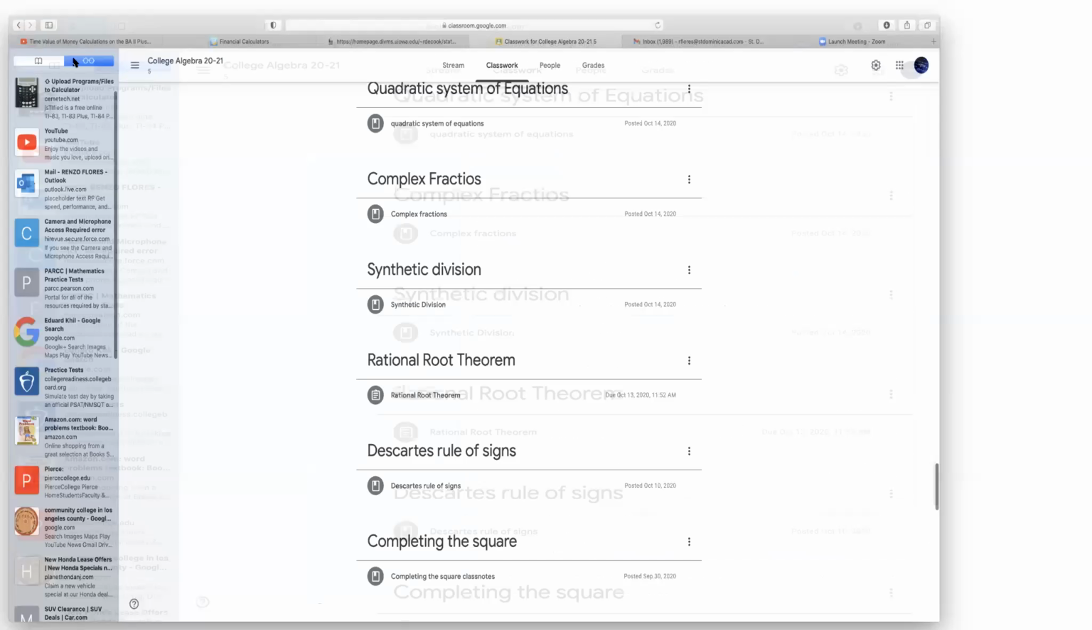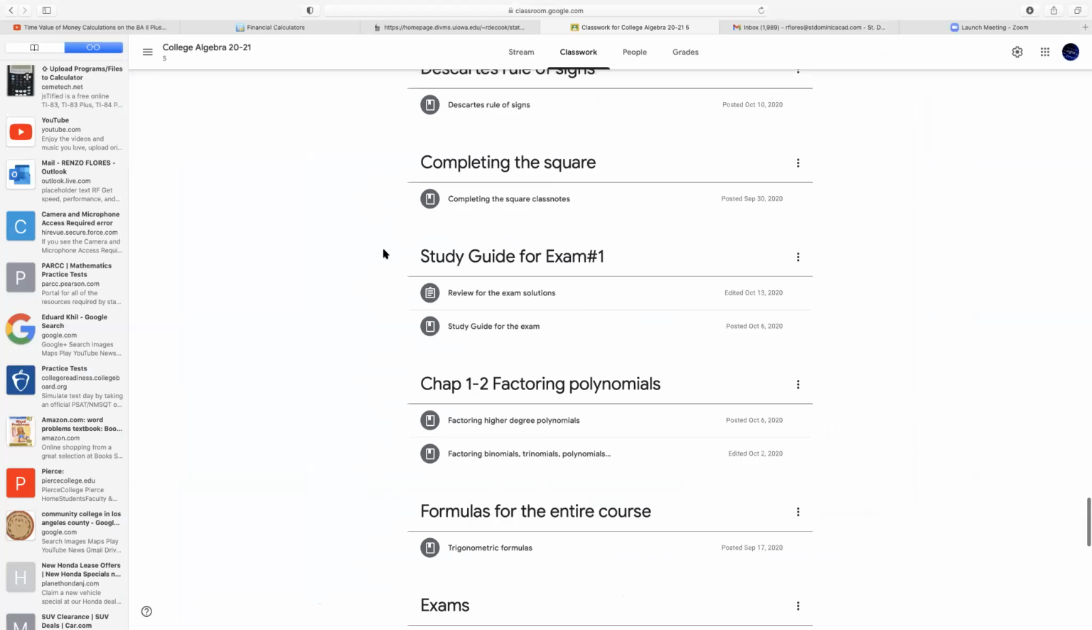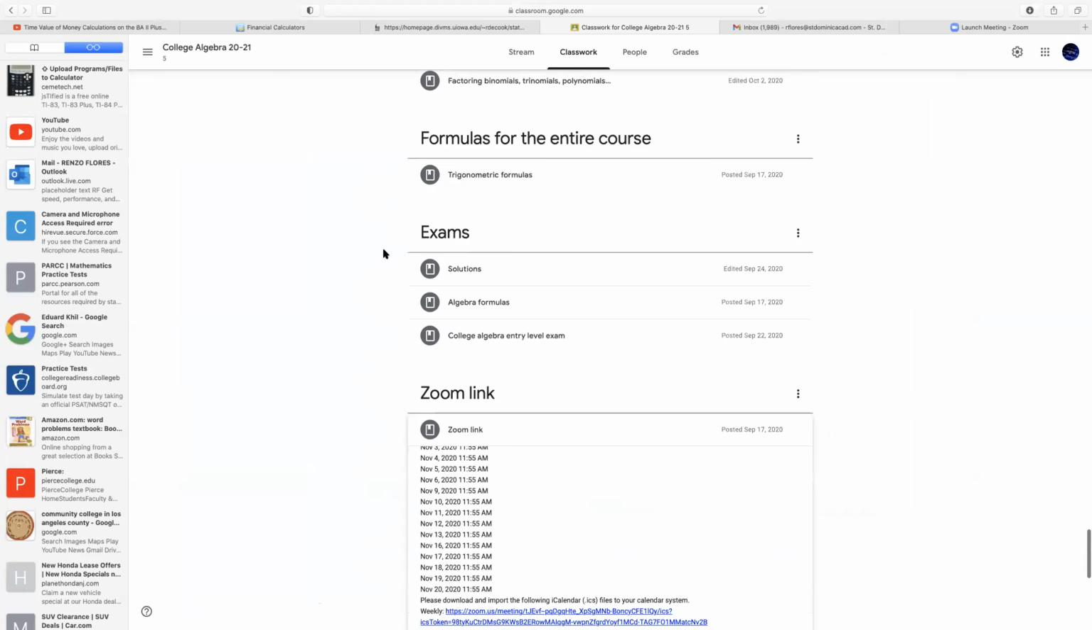But before that, let me share some information with you because I think you guys are not checking anything in this Google Classroom. To be honest with you, you have to check. That's the reason I put this stuff here. You have to check.